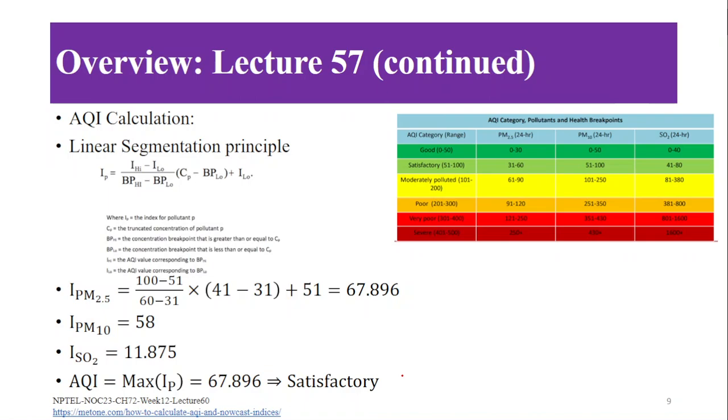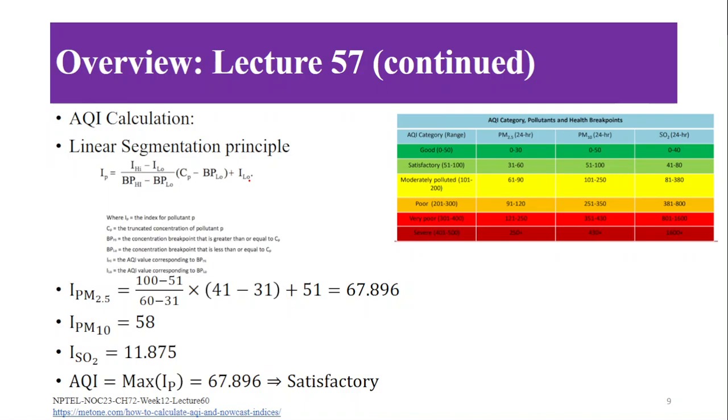So here the calculation is shown. The linear segmentation principle formula is given here. This is the index of the higher limit, and this is the index of the lower limit. This is the breakpoint of the higher limit, and the breakpoint for the lower limit. This is the concentration of the pollutant given, and this is the breakpoint at the low point, and this is the index of the lower limit.